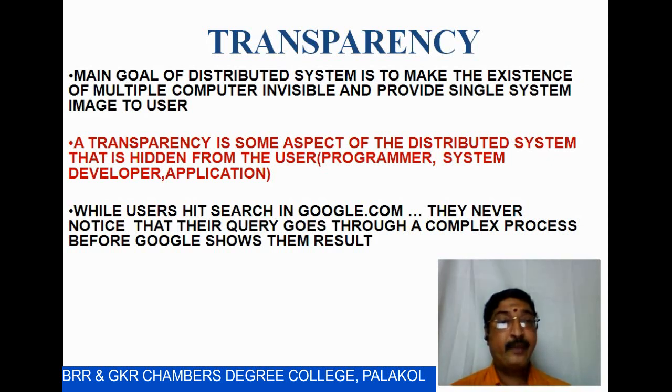Here, the main goal of the distributed system is that this concept must be hidden. Users should not know where a particular task is executed, where the task is completed, from where the results came. He should not know. That's why the first important point is the main goal of distributed system. Please study this one.